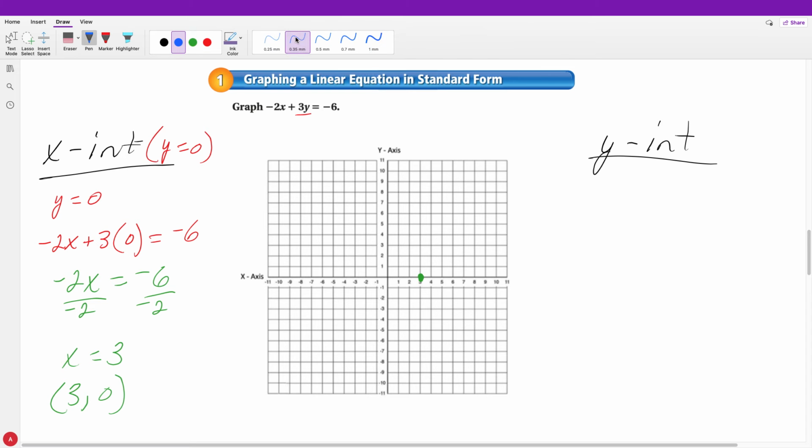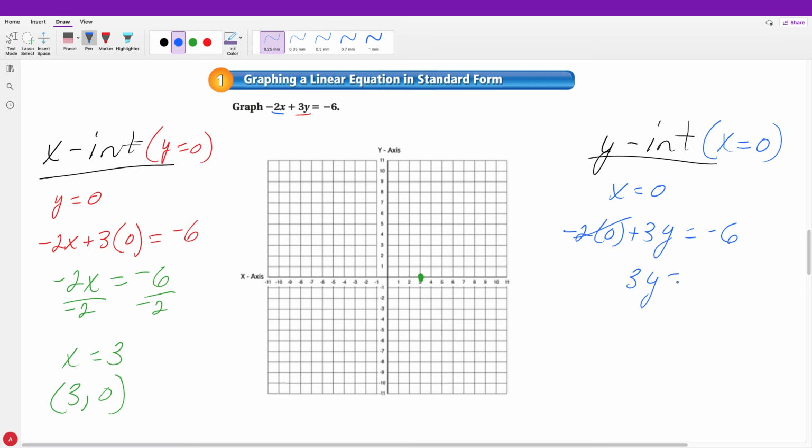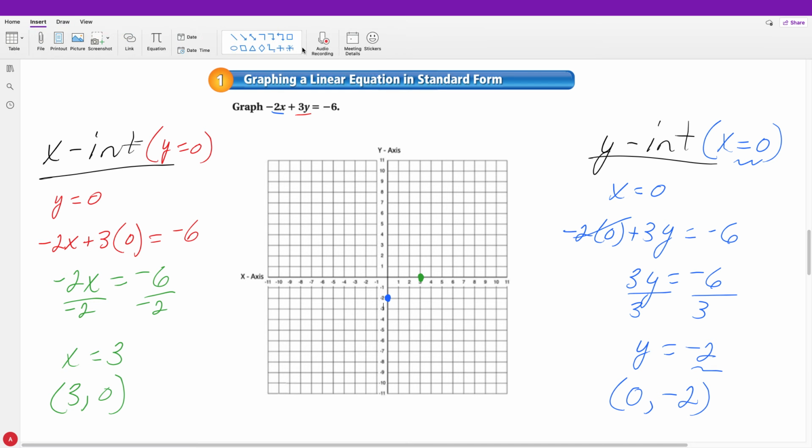All right, so now I'm going to do my y-intercept, and for the y-intercept, I set x equal to 0. So if x is equal to 0, I plug it into my equation, I substitute. So -2 times 0 plus 3y is equal to -6. This gives me 0, so now I'm left with 3y is equal to -6. Divide each side by 3, y is then equal to -2, and that generates the point (0, -2), because x was 0 and our y value was -2. So I can go ahead and plot that point (0, -2). And once we have those 2 points, we can go ahead and draw our graph.